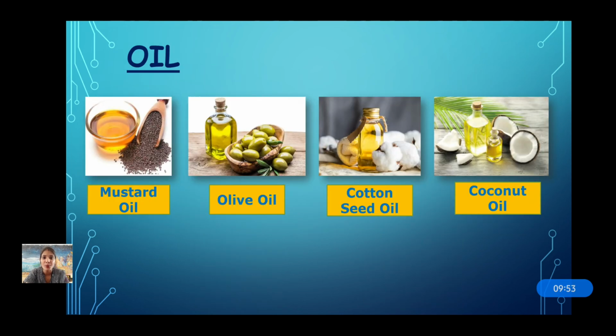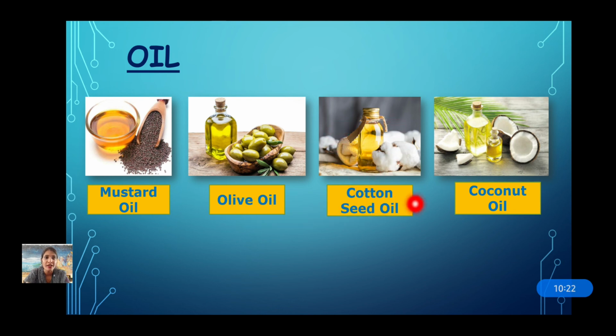Next, plants give us oil. How do plants give us oil? Have you ever thought about it? Yes, now we get mustard. See, mustard oil. In the north, people use mustard oil to cook food. Olive oil. Olive oil is used in foreign countries for preparing food.